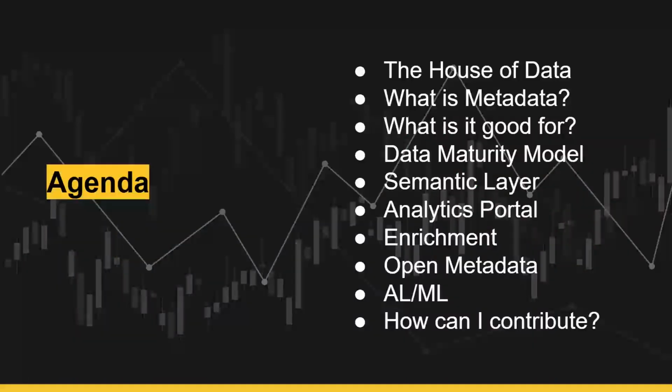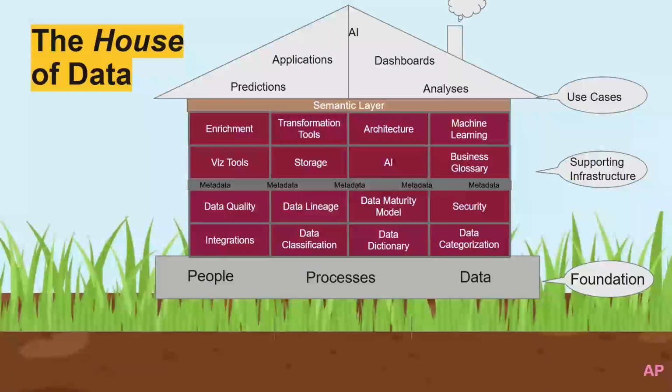All right, so we have a jam-packed agenda for you in this 50 minutes. We're going to start with the house of data, describe what metadata is, what it's good for, get into a data maturity model, semantic layer, the analytics portal, some of the enrichment work that Josh and team have been working on, open metadata, AI and machine learning, and then how you can get your hands on some metadata and contribute.